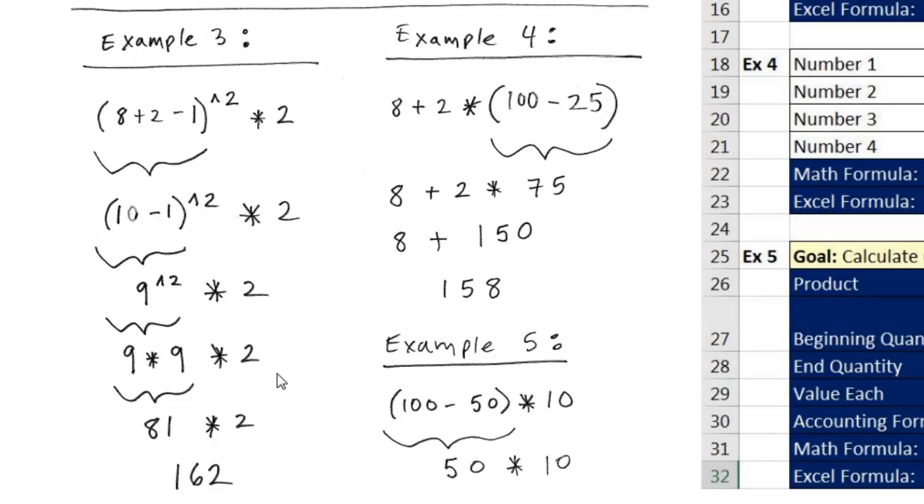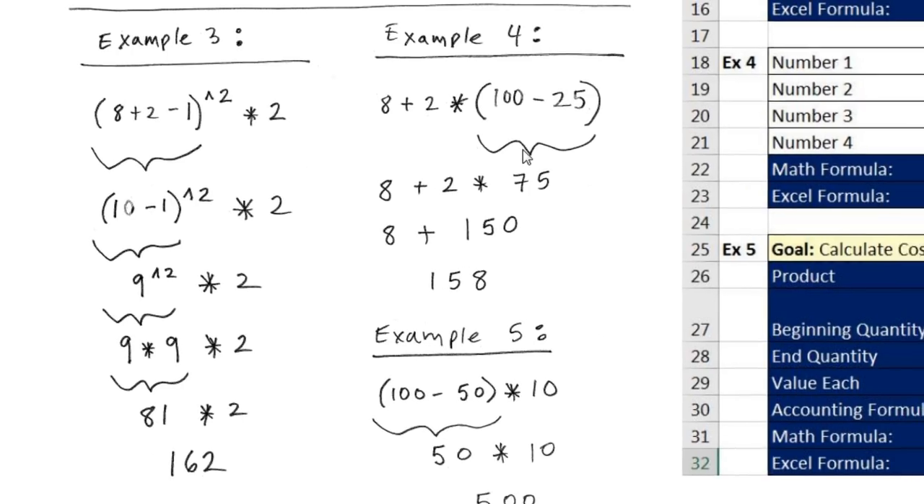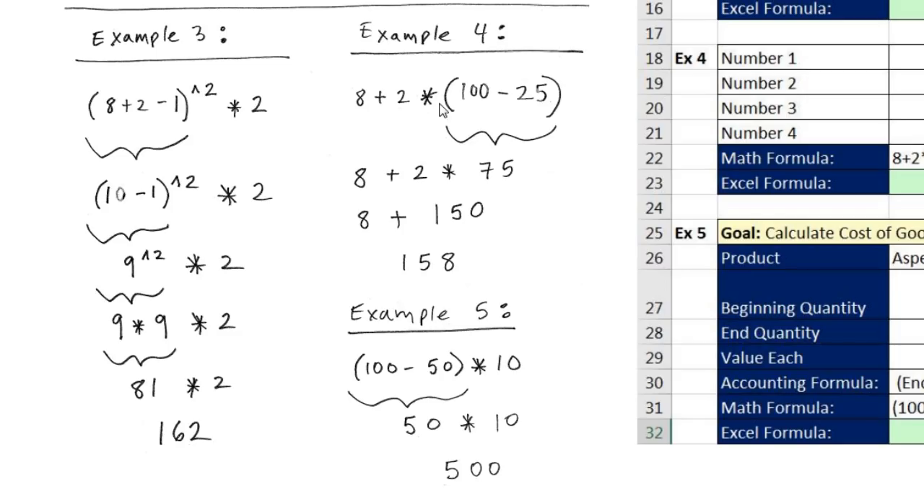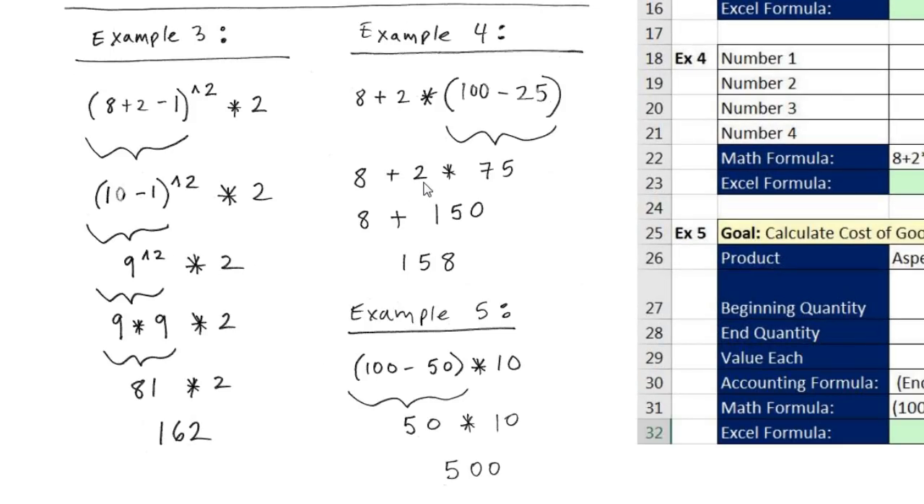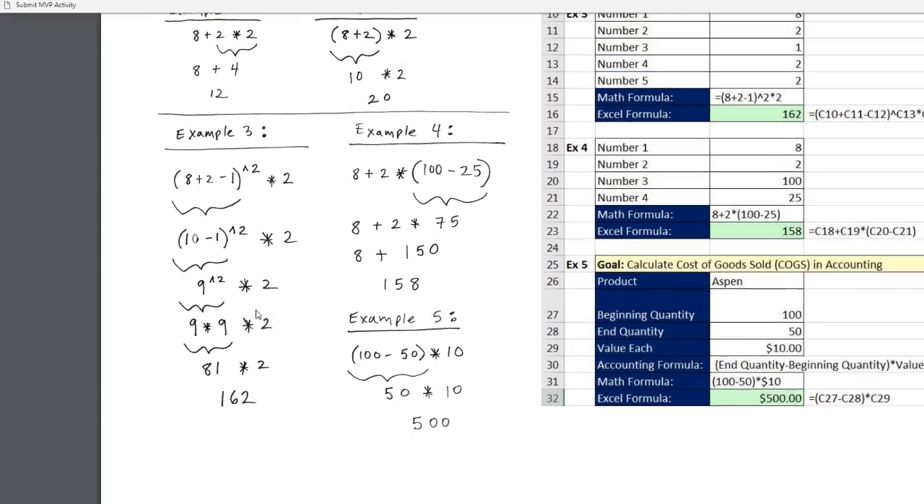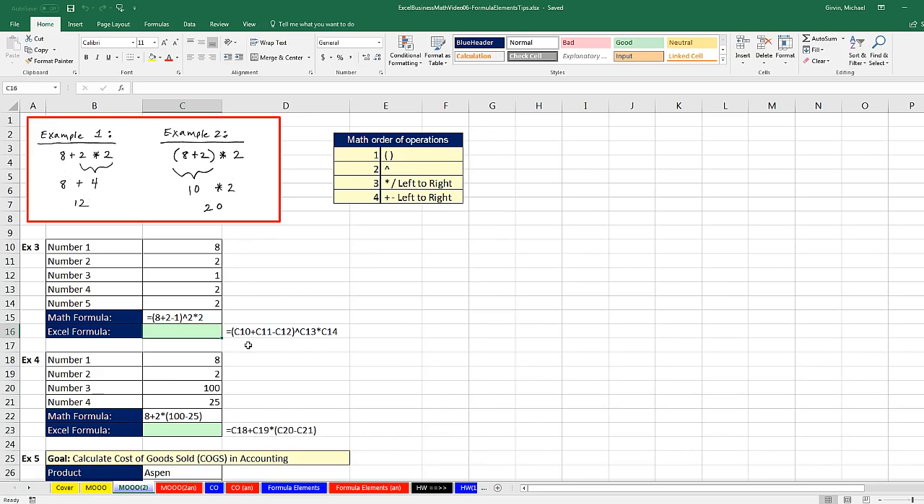So now we're left with left to right multiplying. 9 times 9 is 81. 81 times 2 is 162. Now here's our second example. 8 plus 2 times, in parentheses, 100 minus 25. So parentheses come first. We do that, we get 75. Two operators. Multiplication comes first. If you're not sure, we look at our list. Multiplying comes first, so 2 times 75, that's 150. We're left with only one operator. We get 158. Now let's go back over to Excel and do this example.